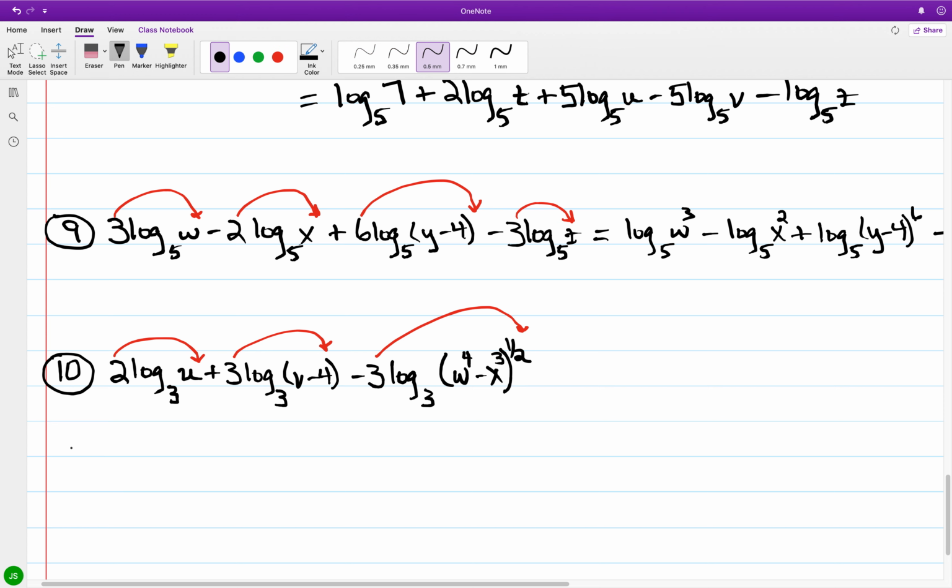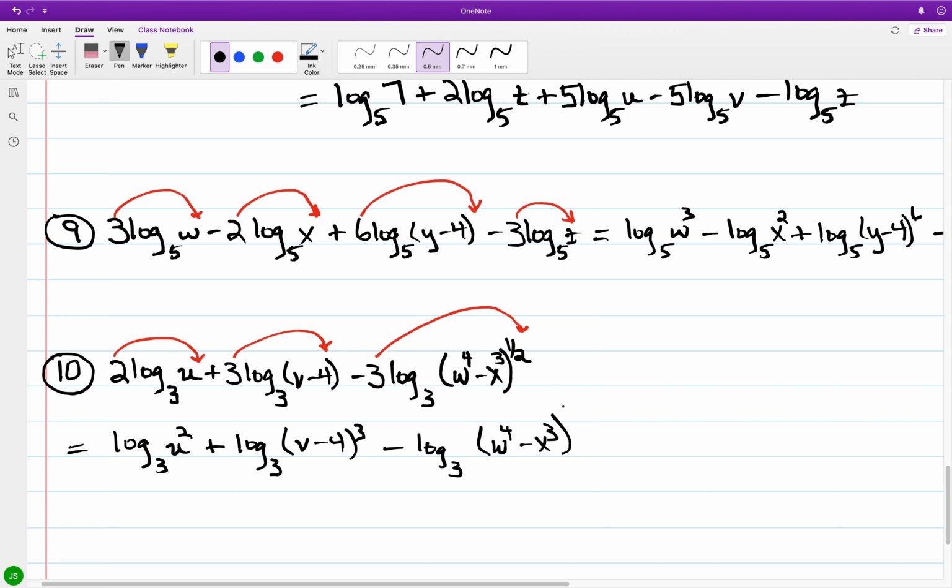And we're going to have, in the conversion, the base 3 logarithm of u squared, plus the base 3 logarithm of v minus 4, which would be to the third, and minus the base 3 logarithm of w to the fourth minus x cubed, now to the 1/2. But again, we'll be taking this expression and raising to the third.